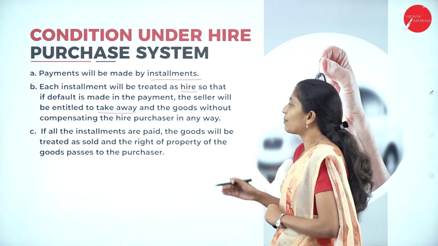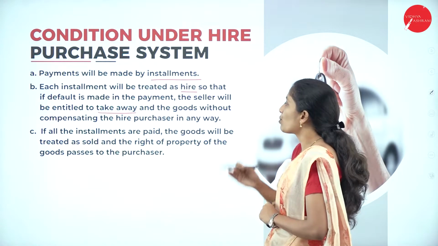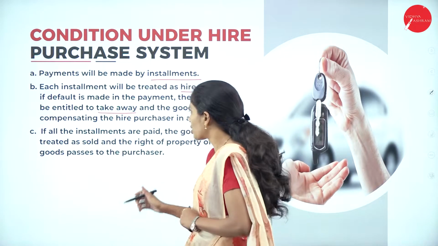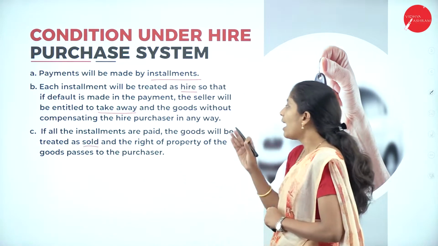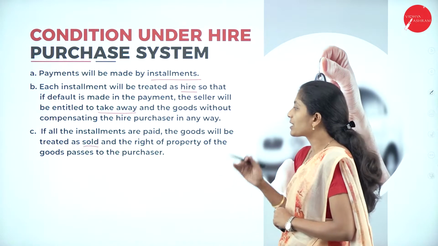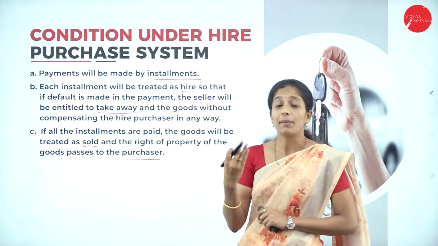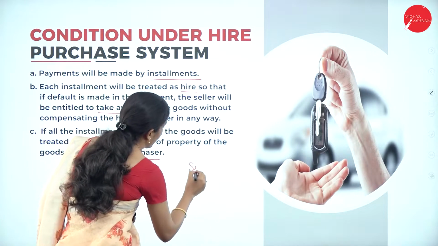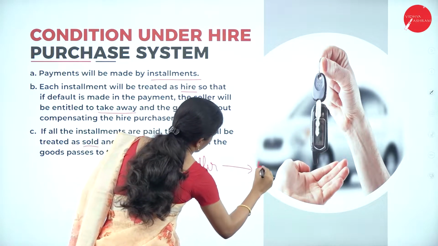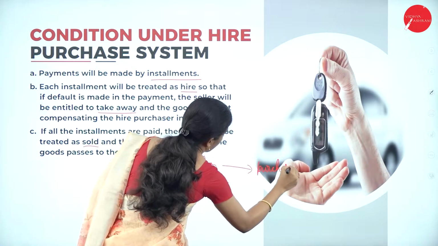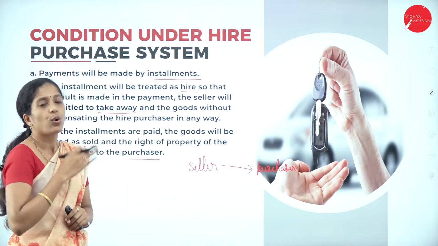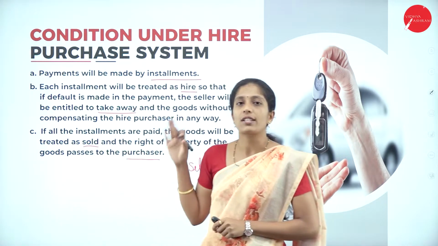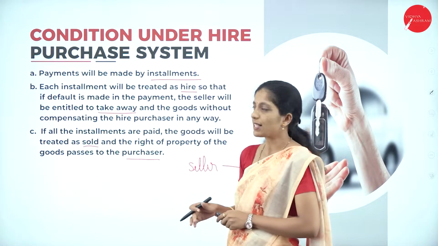Next, if all the installments are paid, the goods will be treated as sold. So only after making all the installments is it treated as what? The goods have been sold, and the right of property in the goods passes to the purchaser. Only after making the last installment does the ownership transfer from hire seller to hire purchaser. So these are the conditions that have to be remembered during the hire purchase system.